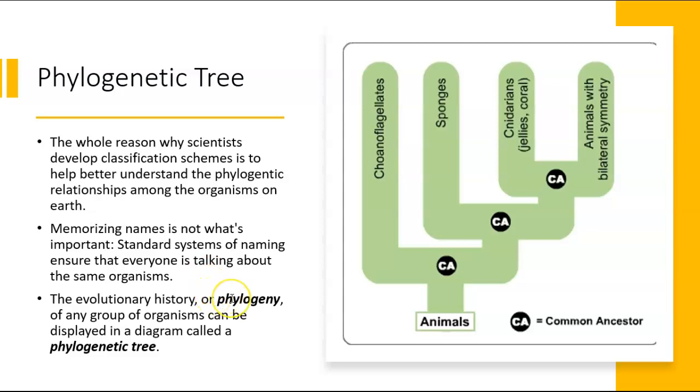Here's our definition. Phylogeny is evolutionary history. And when we display organisms on a diagram showing that evolutionary history, we call that a phylogenetic tree. Each of these junctures shows a common ancestor. That's the CA, common ancestor. However many divisions away tells how far apart they are related, how many common ancestors back they have.